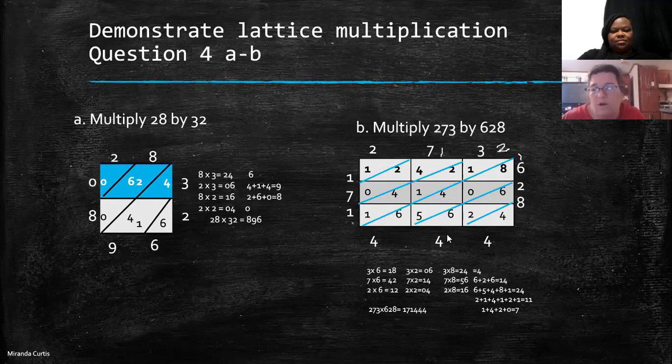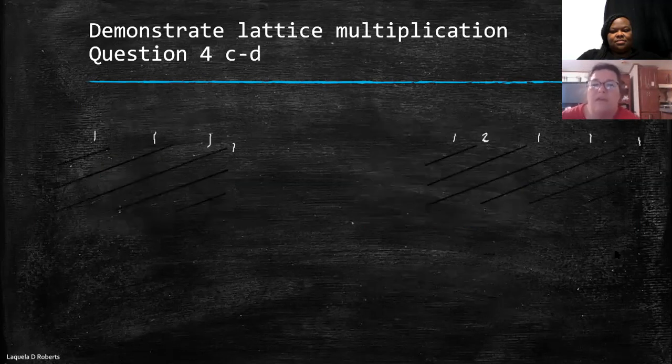171,444. You just go around. Okay, Miss Dominic, it's your turn to demonstrate some lattice multiplication.